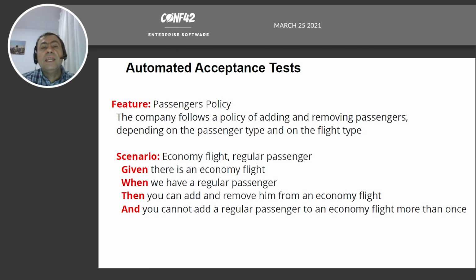For each feature I can implement one or more scenarios. And the scenario from here is the scenario with economy flight regular passenger. If I follow the given when then keywords, I can read it in plain English. This scenario, given there is an economy flight, when we have a regular passenger, then you can add and remove him from an economy flight. You cannot add a regular passenger to an economy flight more than once.